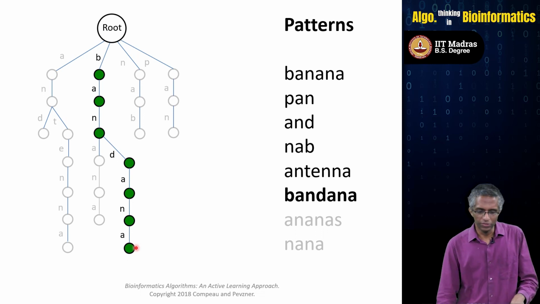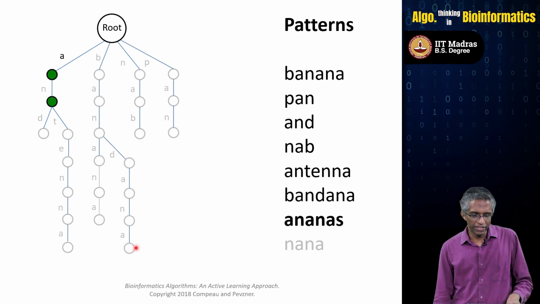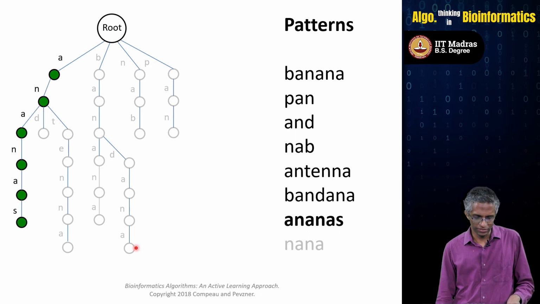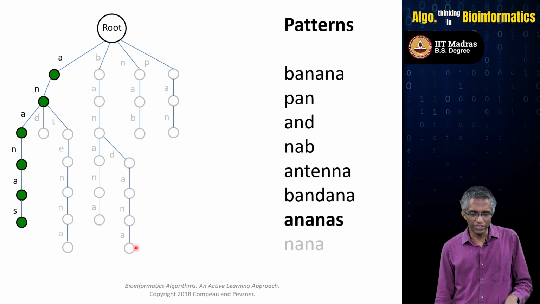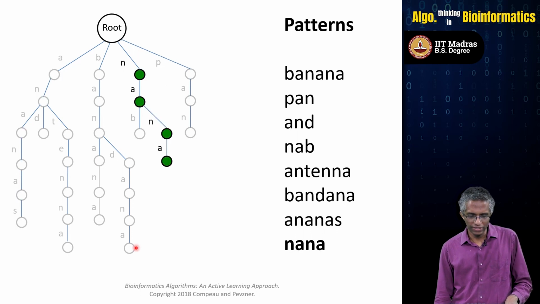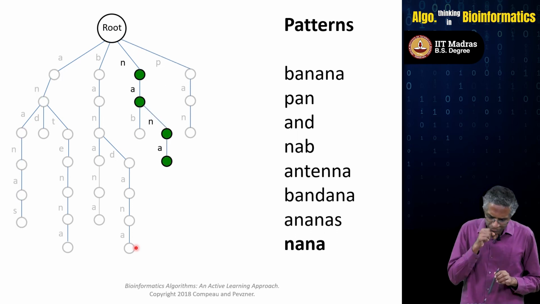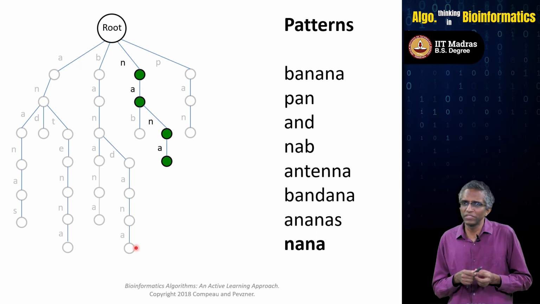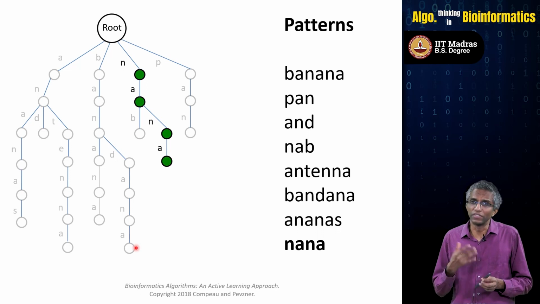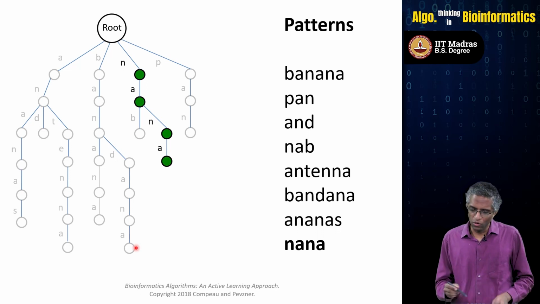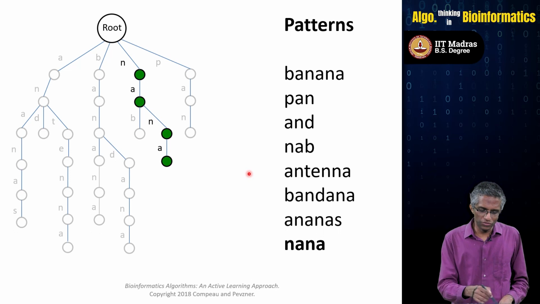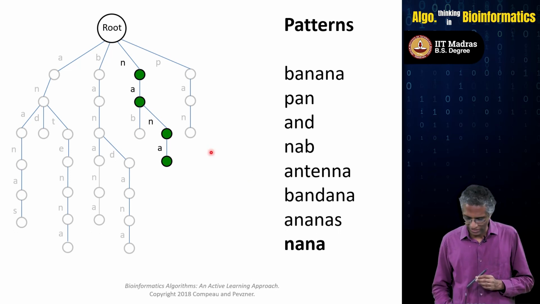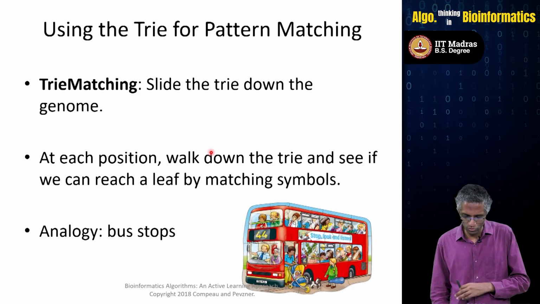Okay. Similarly for ananas, you have A, N, you need to create a new branch, A, N, A, S. Okay. And nana finally, which is N, A, N, A. This is how a trie is formed. This is the metaphorical bus that we have mentioned in the previous slides. So all these patterns are packed into this trie data structure, and then you want to run the genome through this trie data structure, or this data structure through the genome.